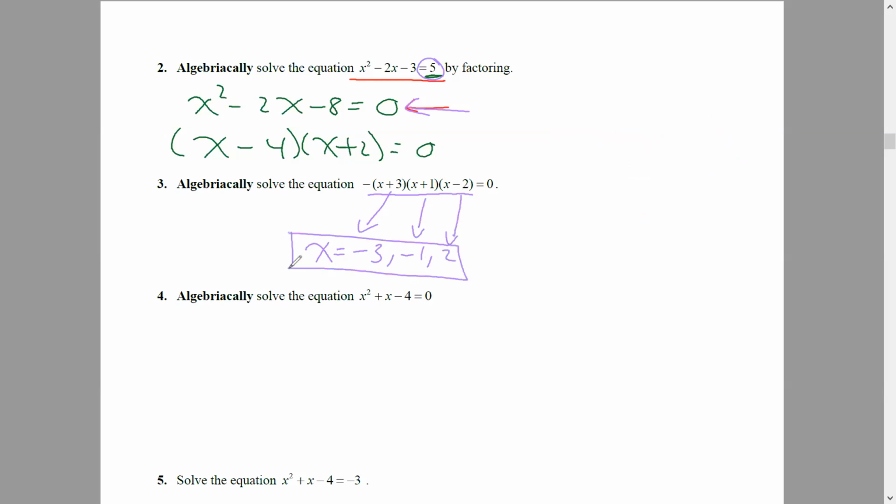I'm done. I will never ask you in 30-2 to factor something like this and solve. Never, ever, ever will I ask you to solve that algebraically. This in 30-2 will always be done graphically. Degree 3 or higher, we don't know how to solve algebraically until we take 30-1.